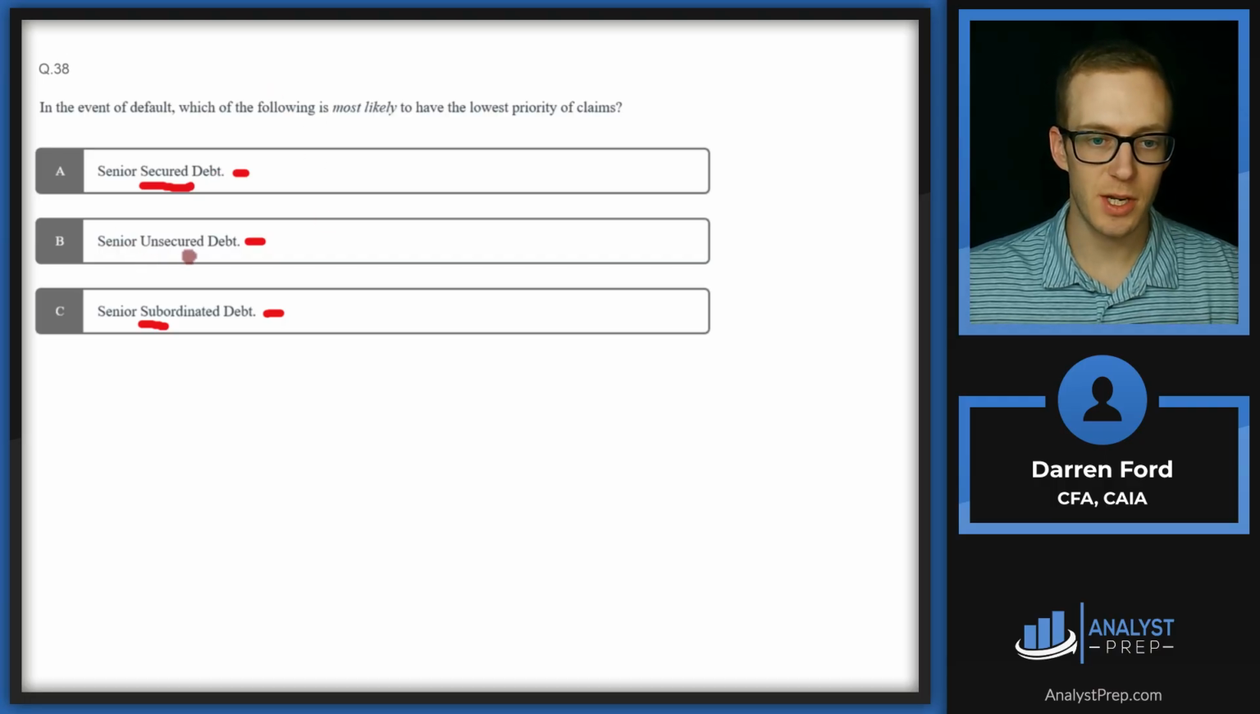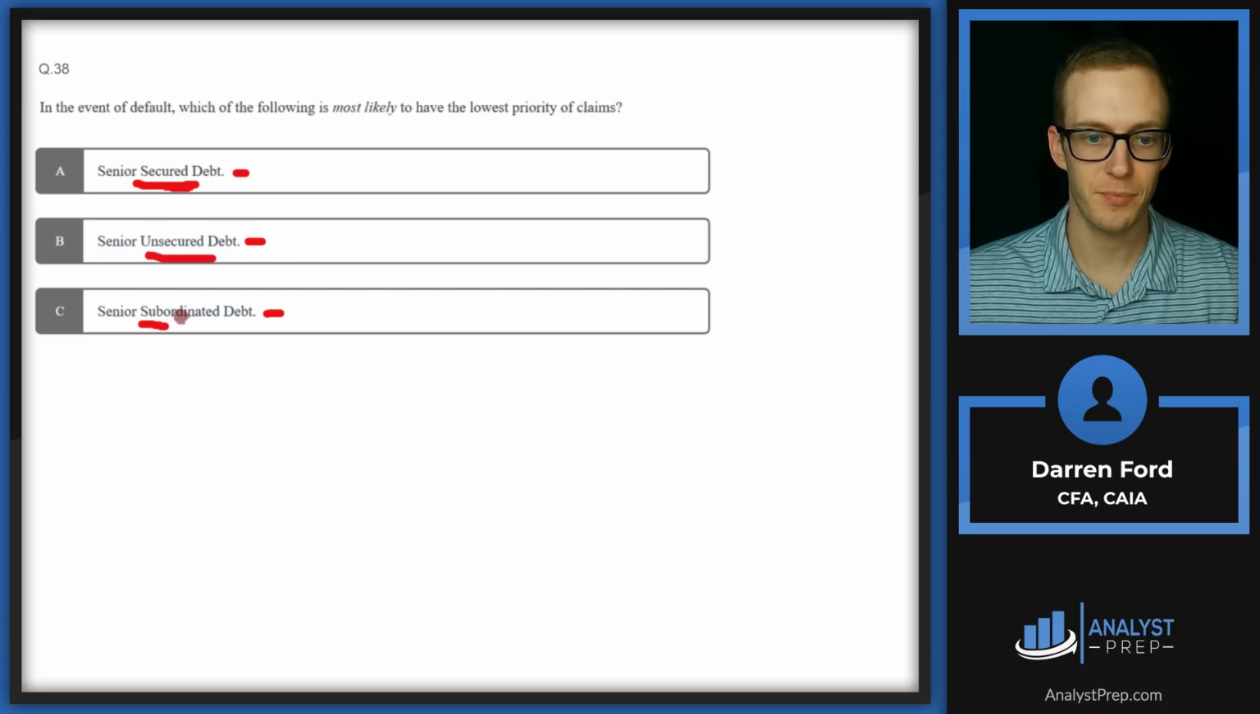Next would be senior unsecured debt. That's going to be right under secured debt. So once collateral is taken and used to pay off senior secured debt, then unsecured would have the next claim. And then subordinated, it's kind of right there in the name. That debt is subordinate to the other types of debt. And so we're going to go with answer C as this having the lowest priority of claims.